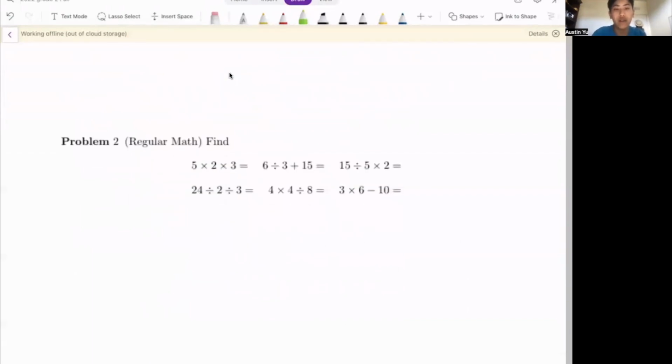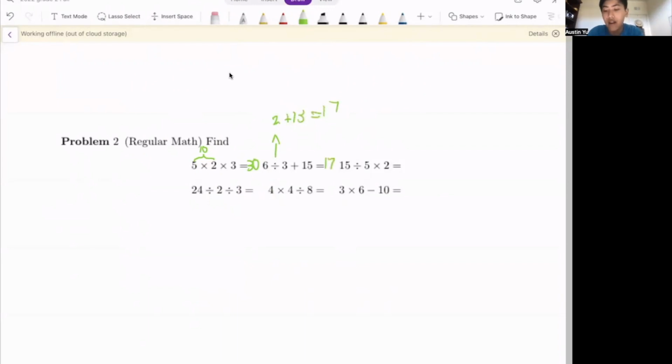Find out these equations. First one, 5 times 2 times 3. Let's draw this one out. We know that 5 times 2 is 10. So 10 times 3 is just 30. Next one, 6 divided by 3 plus 15. We need to know that we always do multiplication or division first, before subtraction or addition. But in this case, the division is first, so it doesn't really matter. 6 divided by 3 equals 2, and 2 plus 15 equals 17.